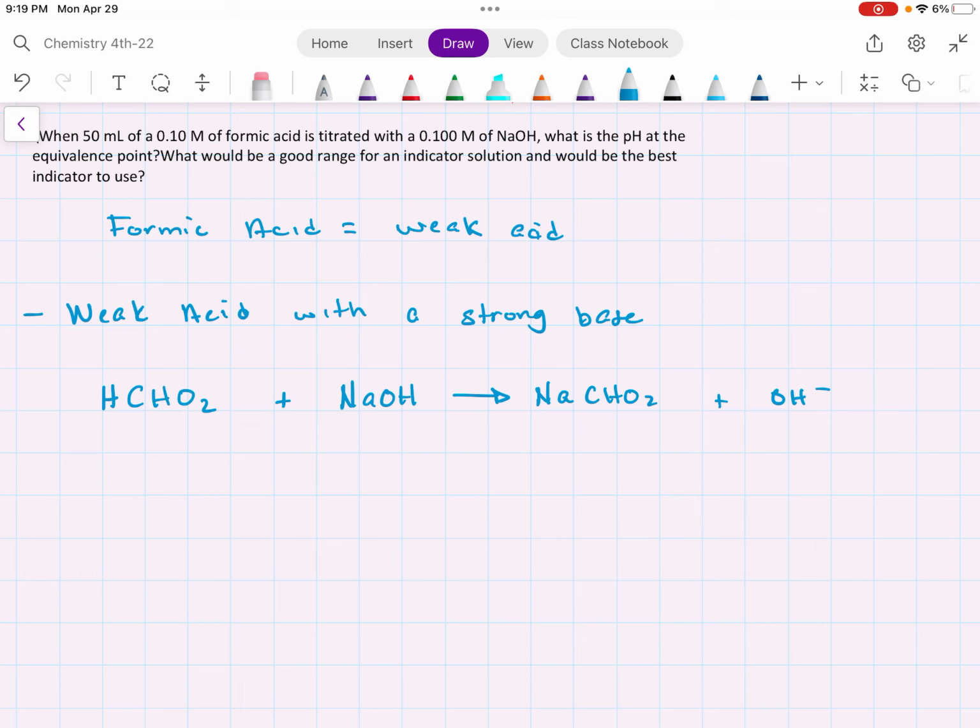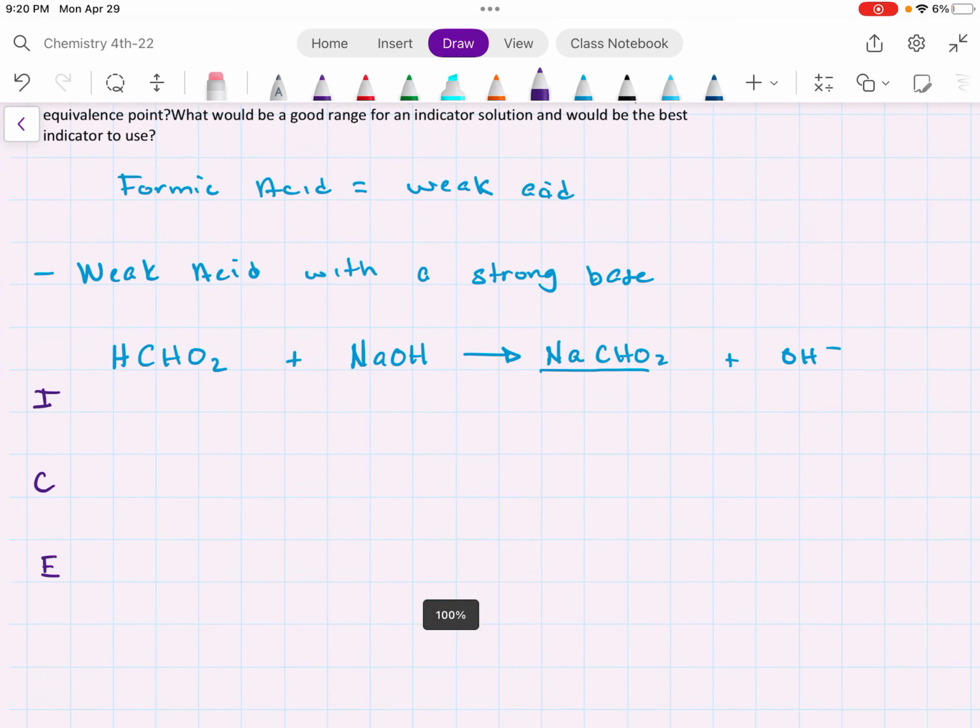So because it's a weak acid, it's not on that list, it's going to hydrolyze with water, which means it's going to react with water and it's going to form this salt, okay? So that's where it's going to be a little bit different. Now other than that, everything else is going to be pretty much the same. We're going to take a look at our ICE chart and get that set up. Now, we said here that we have 50 milliliters of 0.1 molar formic acid.